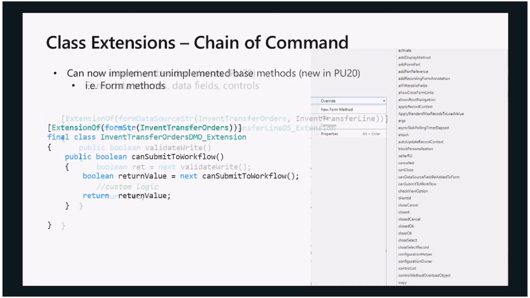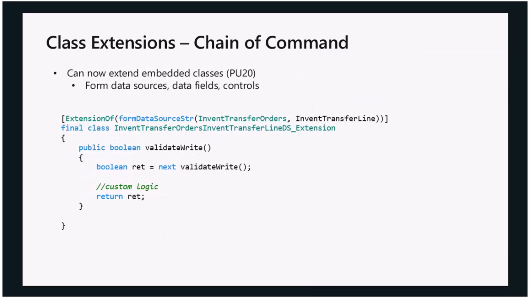Another major change in PU20 is the ability to implement extension classes and chain of command on embedded classes. This means it is now possible to write extension code on data sources, data fields, and controls, which are all represented as embedded classes on a form class or in a form class. So here's an example of customizing the validate write method on a specific form data source. Now, this was not possible before PU20.